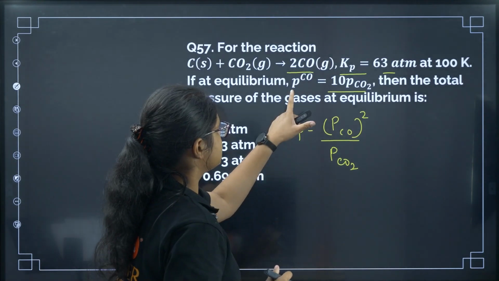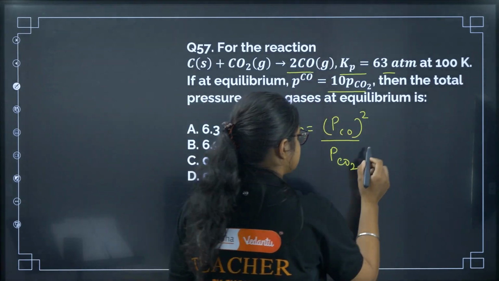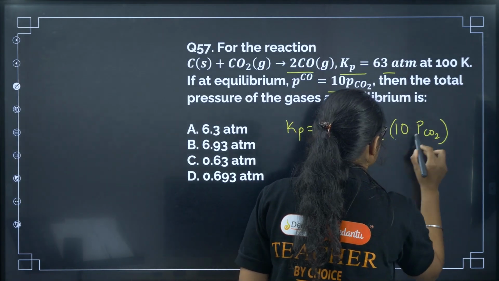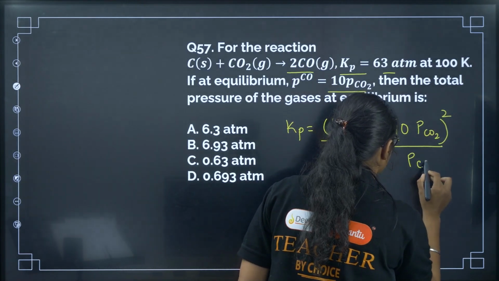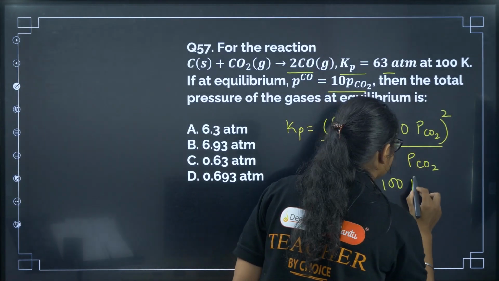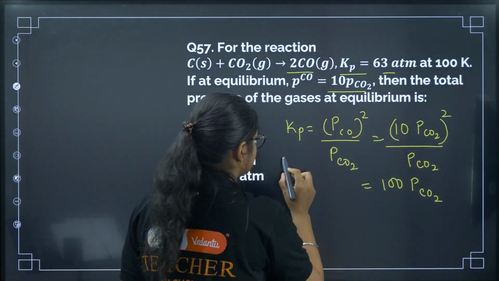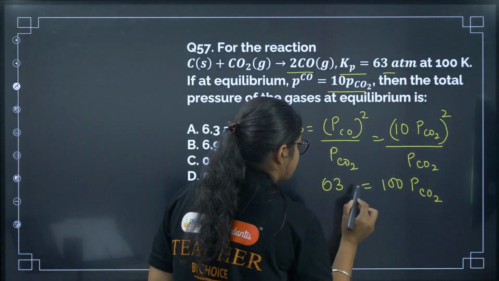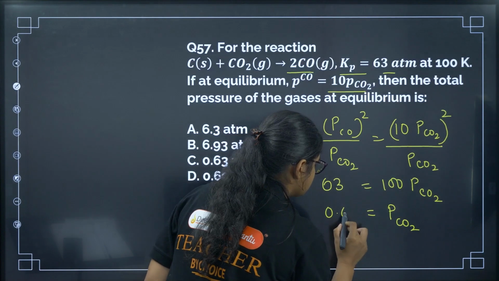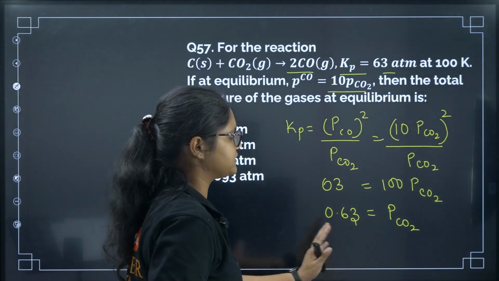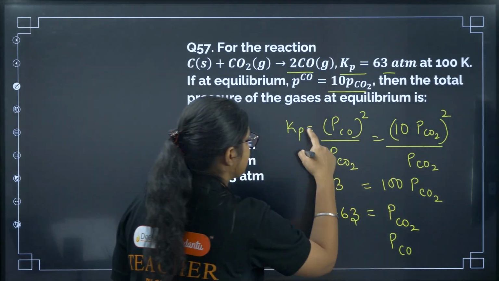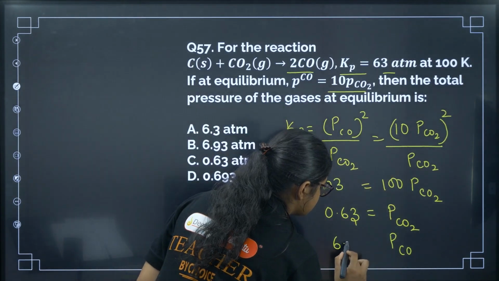Now from the equation you can see PCO is equal to 10 times of PCO2. So we can write 10 times of PCO2 whole square divided by PCO2 is equal to Kp. Now if you solve, 10 square is 100, and one PCO2 will be cancelled, we'll get PCO2 is equal to Kp, which is 63. So pressure of CO2 will be equal to 0.63. This is the pressure of CO2. Now if you want to calculate the pressure of CO, that is 10 times of this one, so 6.3.